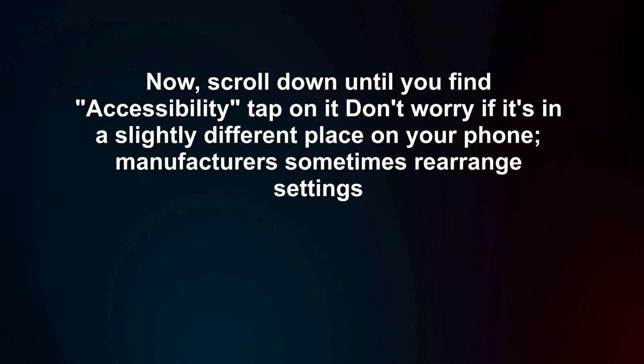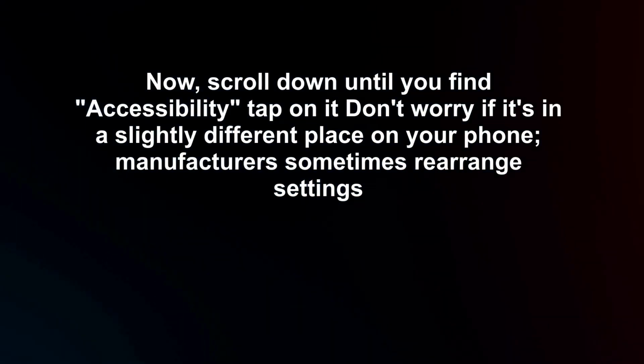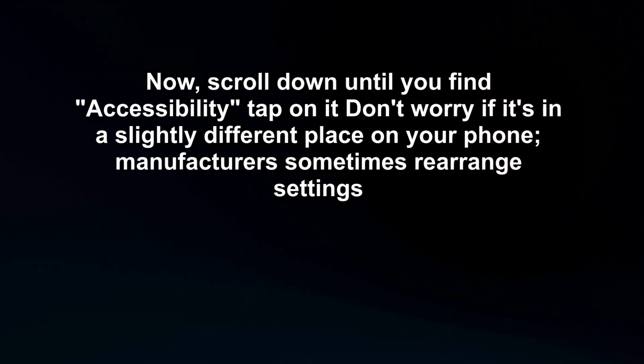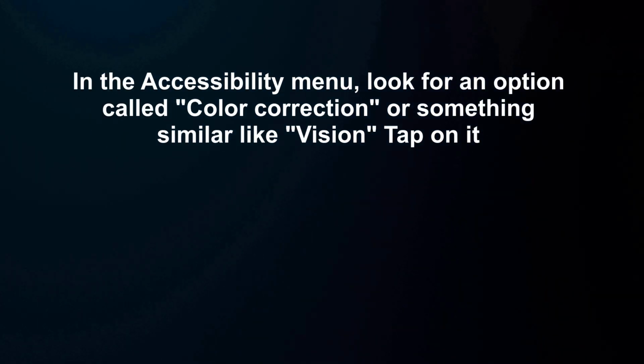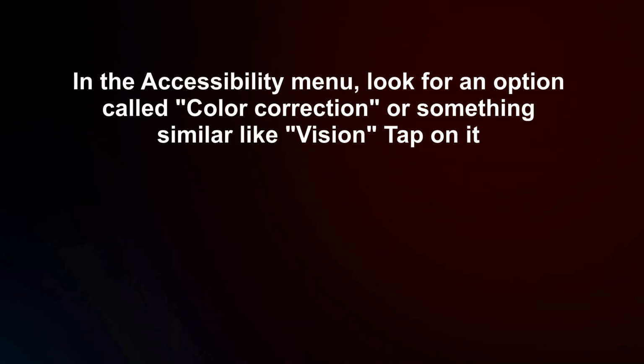Now, scroll down until you find accessibility. Tap on it. Don't worry if it's in a slightly different place on your phone. Manufacturers sometimes rearrange settings. In the accessibility menu, look for an option called color correction or something similar like vision.